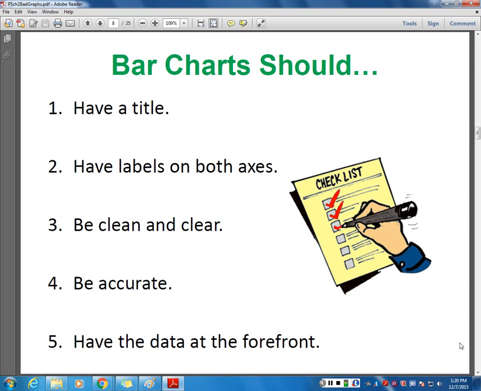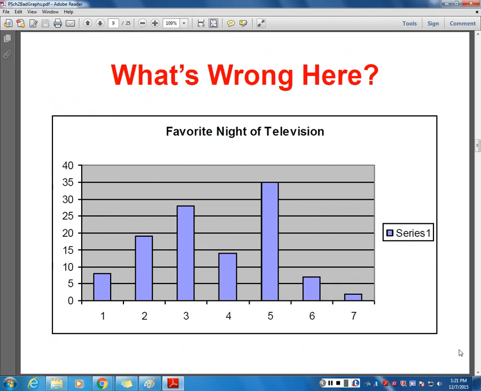Bar charts are similar. They should have a title, labels on both axes, and be clean, clear, and easy to read. They should be accurate, and the data should again be at the forefront. So here's a bar graph. What's wrong with it? The bar graph has a title, which is correct, but there are no axis labels. And the numbers on the x-axis do not indicate nights of television. I don't know what night 4 is, or 5, or 6, or so on. There's also a legend included on the right-hand side. No need for that unless you have more than one data set.